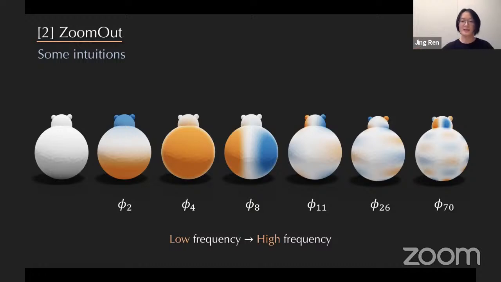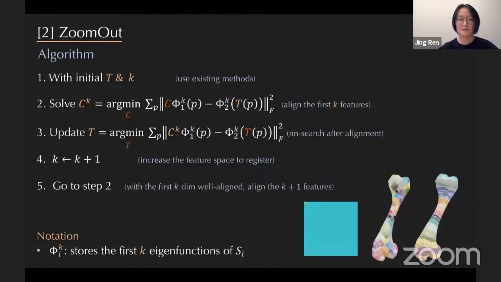So this is just the same procedure we did: try to align the body, then move to the head, and then move to the ears. So that's the intuition of our method. The complete algorithm is super trivial and super easy.